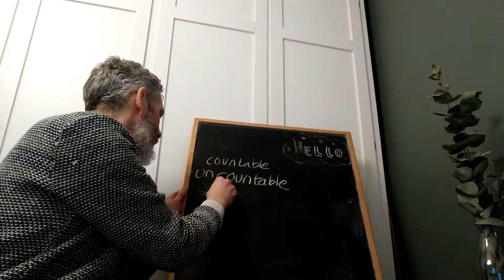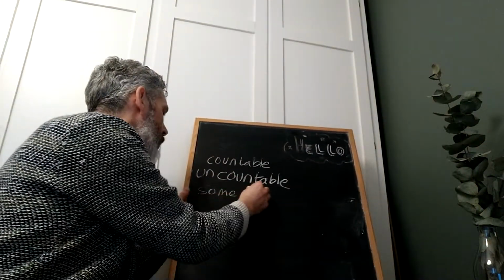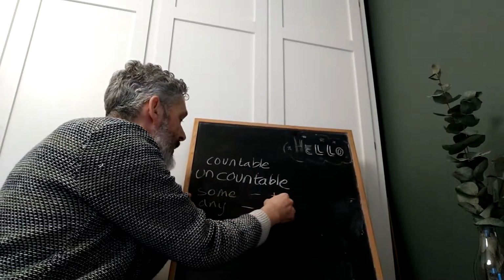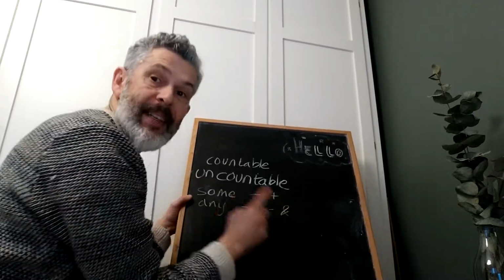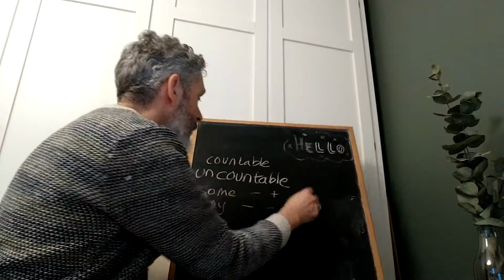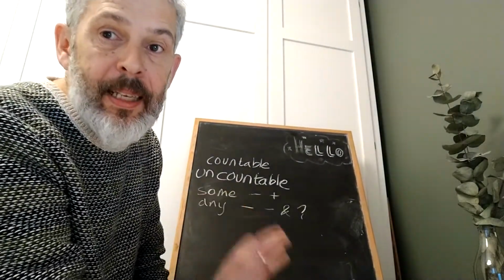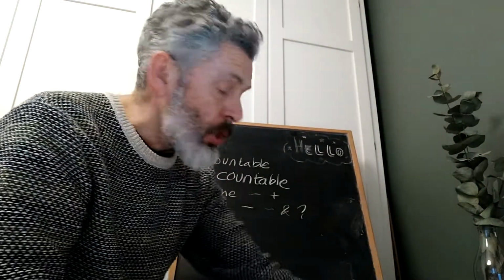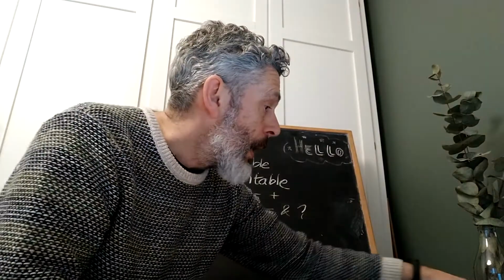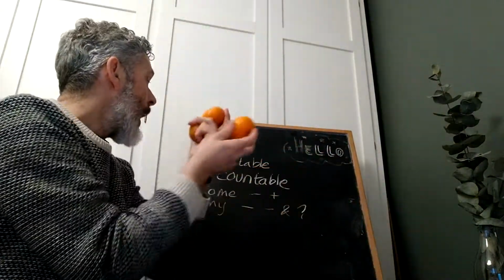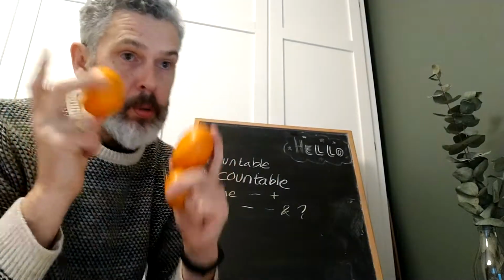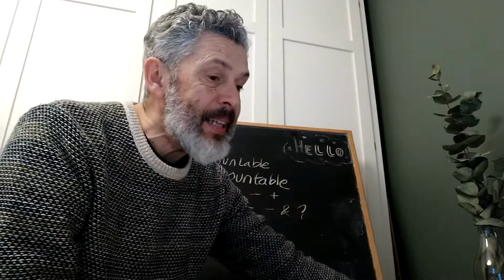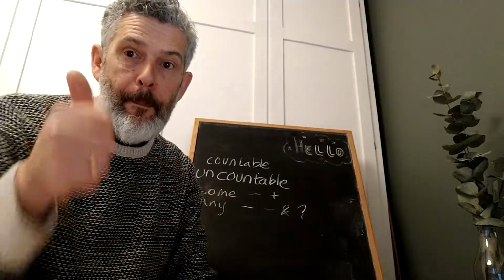Remember, some with affirmatives, any in negatives and questions. Okay, some affirmatives, any negative and questions. We use some and any with uncountable nouns, some rice. We use some and any with countable plural nouns, some satsumas. So complete exercise 1 and then we'll check. Pause.